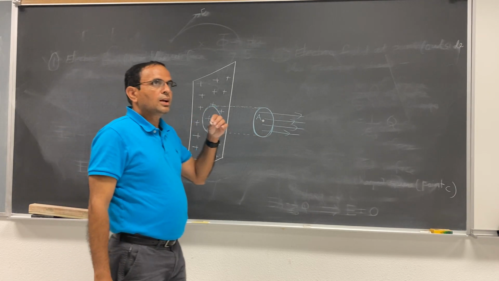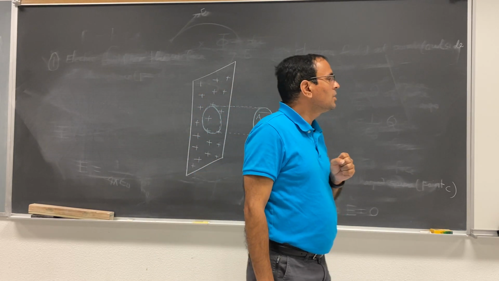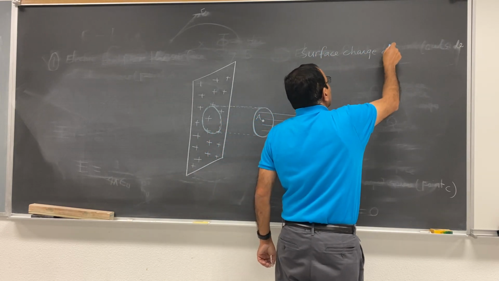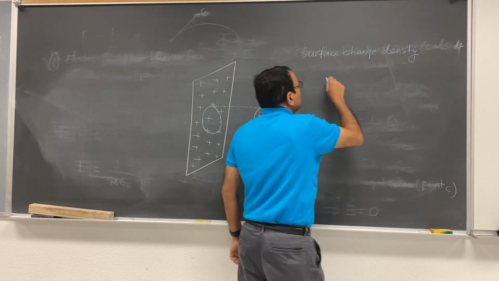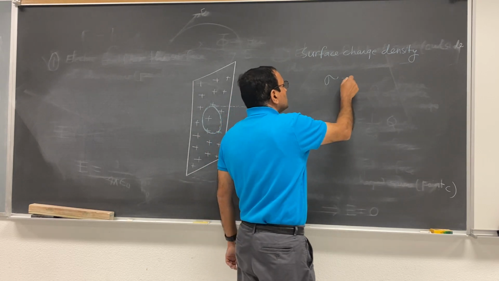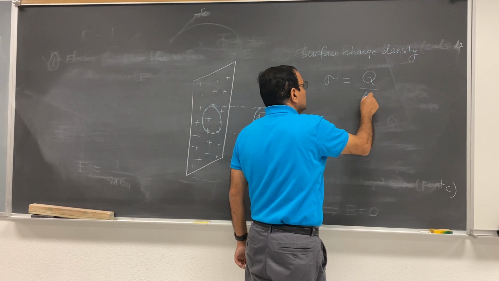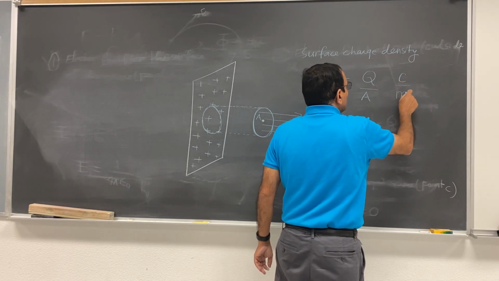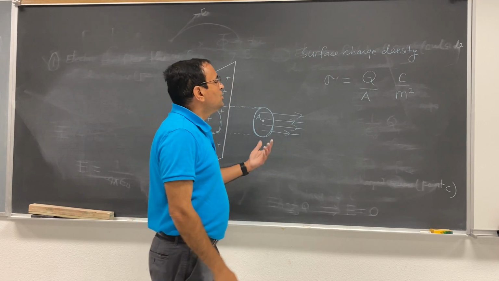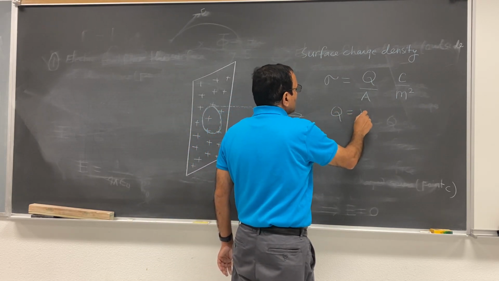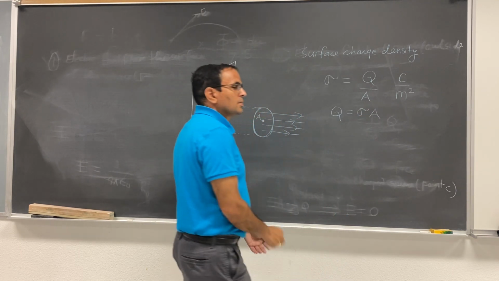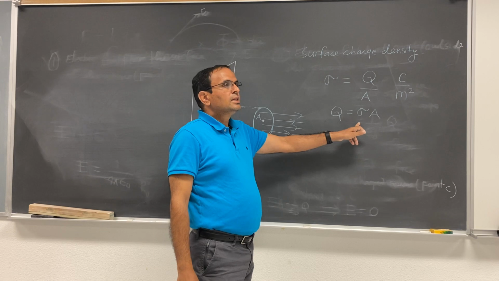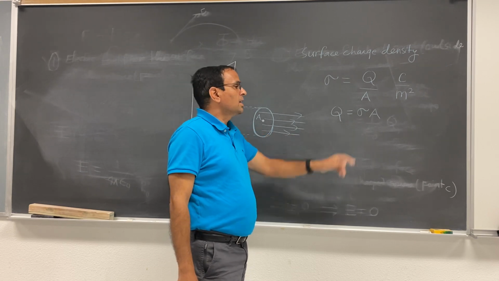What you need to do is, I discussed in my first lecture the surface charge density. This is simply denoted by sigma. This is equal to charge Q per unit area. This is how you define the surface charge density. Charge is in coulomb and area is meter squared, so coulomb per meter squared. Now if you need the charge, then Q equals sigma times A. Again, please don't forget, sigma is the surface charge density.